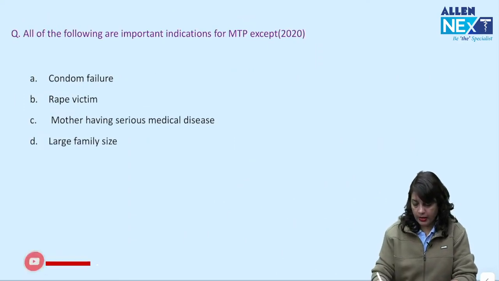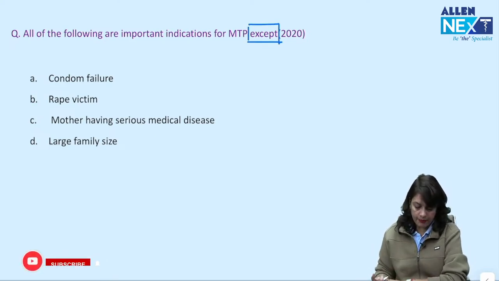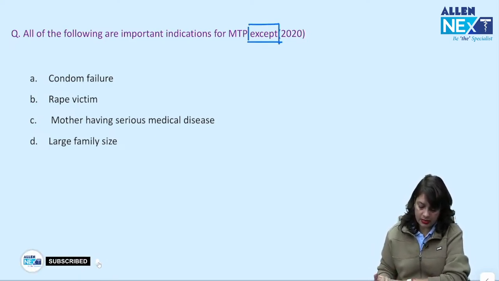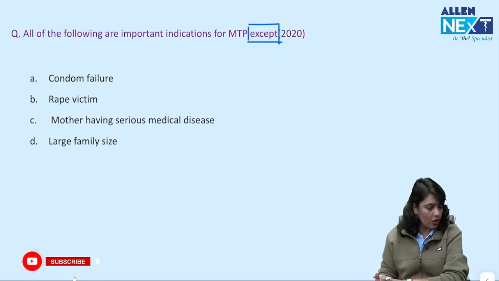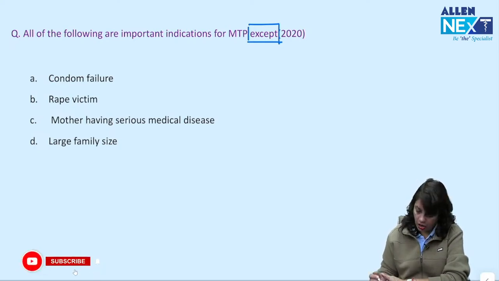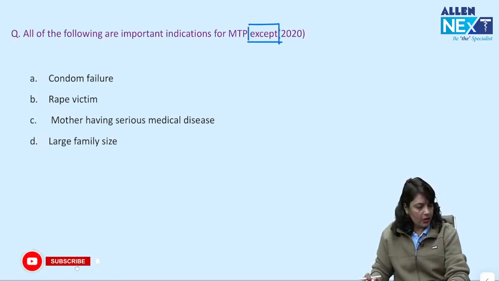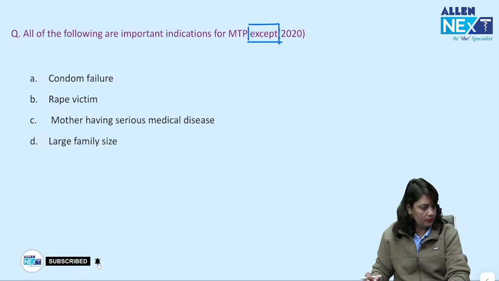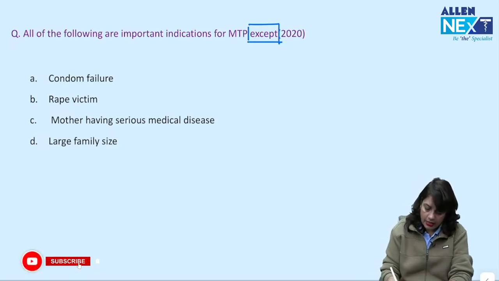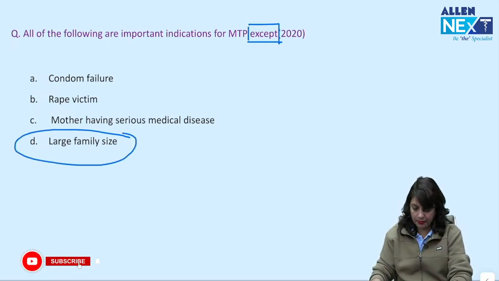Next. All of the following are important indications for MTP except condom failure, rape victim, mother having serious medical disease or large family size, which is not an indication for MTP. Come on, write down in the chat box, which is not an indication for MTP. Which of the following is not an indication for MTP? I can read your chat box. Yes, so it is large family size which is not an indication for MTP.